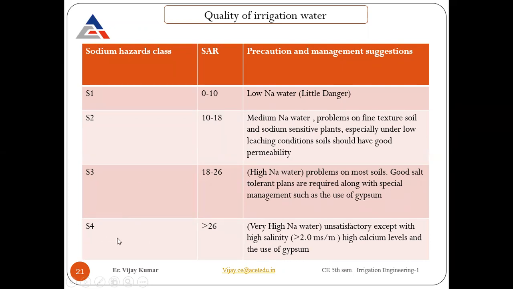In the very high concentration case, we divide it into S4, with a value of more than 26. This kind of water is not satisfactory, and it cannot be allowed to be supplied to the land. Calcium levels are very high, and the use of gypsum is very important in that state. If there is no other source to supply other than that water, then you have to go with it, but you have to do some measurements or treatments on the water, and then you can supply. Otherwise, it's not allowed to supply. Right?